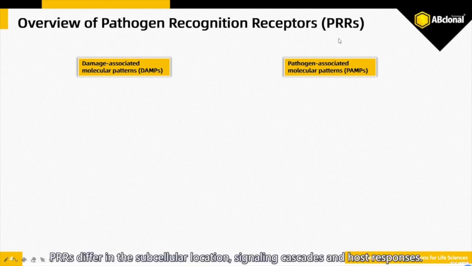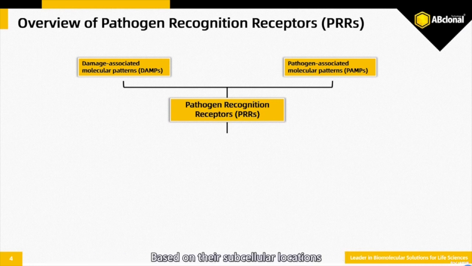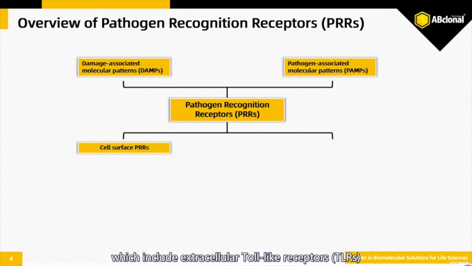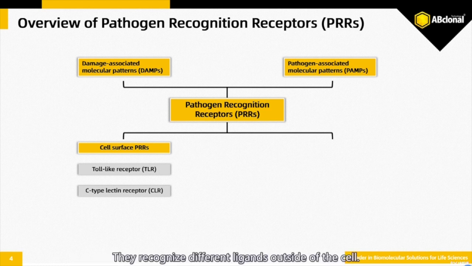PRRs differ in the subcellular location, signaling cascades, and host responses. Based on their subcellular locations, PRRs will be divided into two classes. One class is cell surface PRRs, which include extracellular toll-like receptors and C-type lectin receptors, located in the plasma membrane. They recognize different ligands outside of the cell.